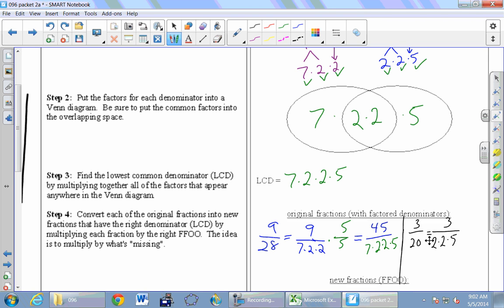But again, the goal is to make it have the right denominator, the LCD, which is still here in green, 7 times 2 times 2 times 5. What is this black denominator missing to turn into the green? It's missing a 7. So we put a 7 downstairs by multiplying. But then what do we have to do right away? Multiply by 7 upstairs. So my new fraction, upstairs, I can do 3 times 7, that's 21. Downstairs, I'm just going to copy it in factored form, 2 times 2 times 5 times 7.